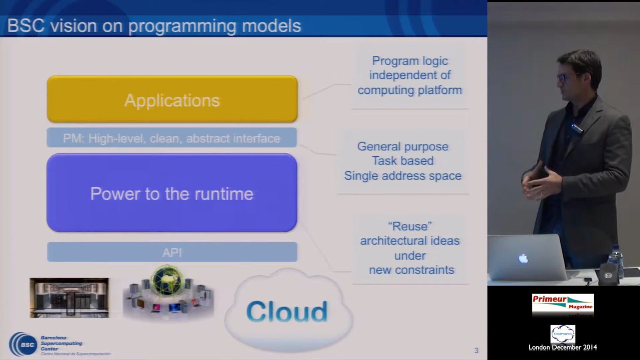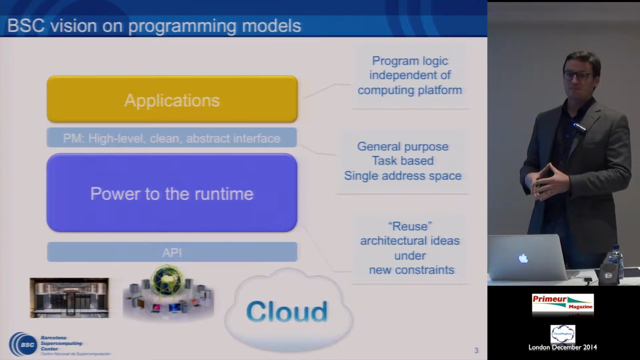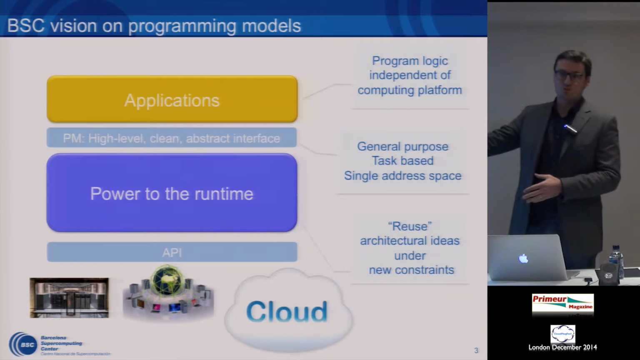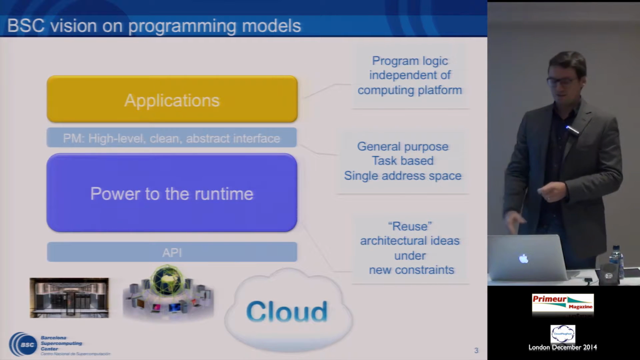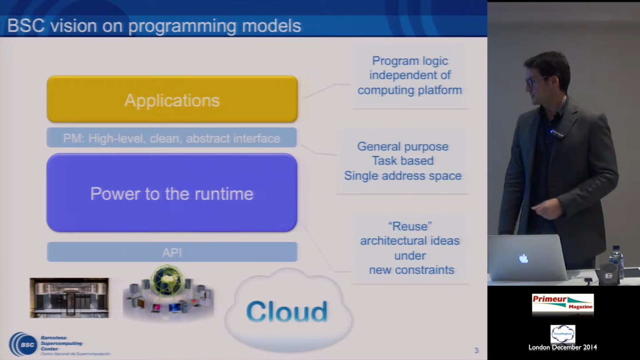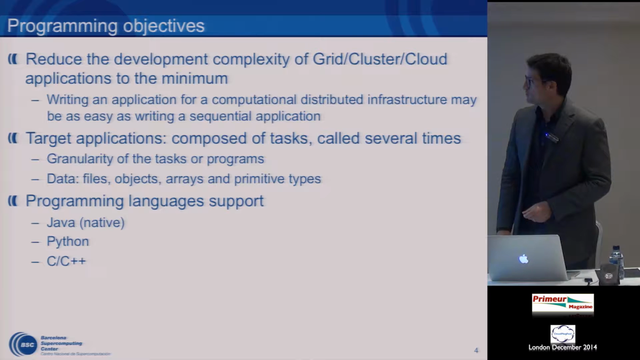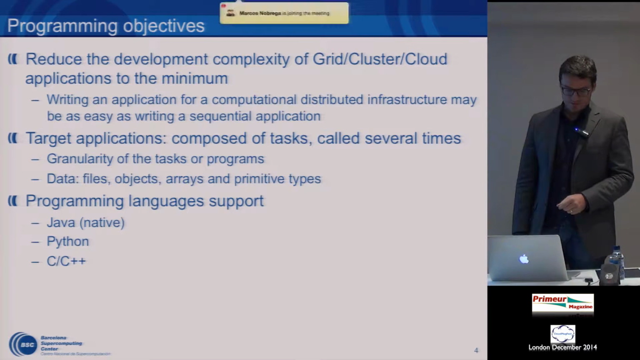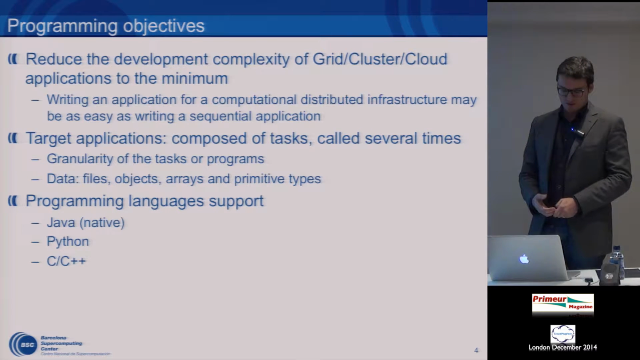It's important to say that the same application, the same code, can be executed on different resources like supercomputers, Nostro in BSC, or cloud, as in our case in the demo now in EGI, or any grid infrastructure. So the aim is to reduce the complexity of developing applications for these distributed infrastructures.